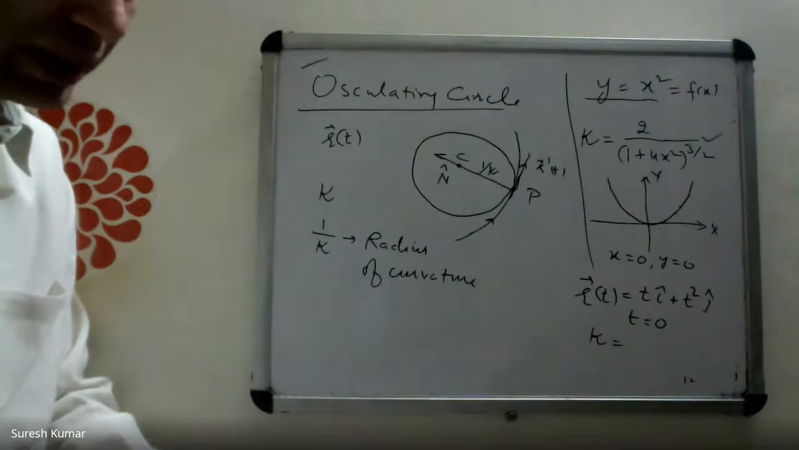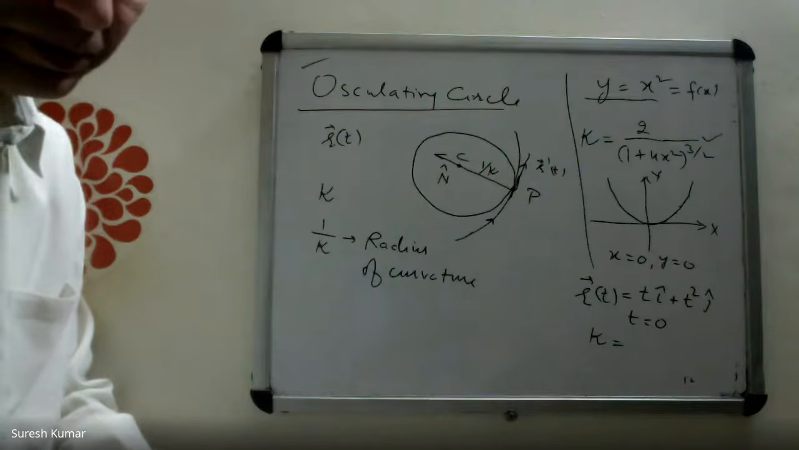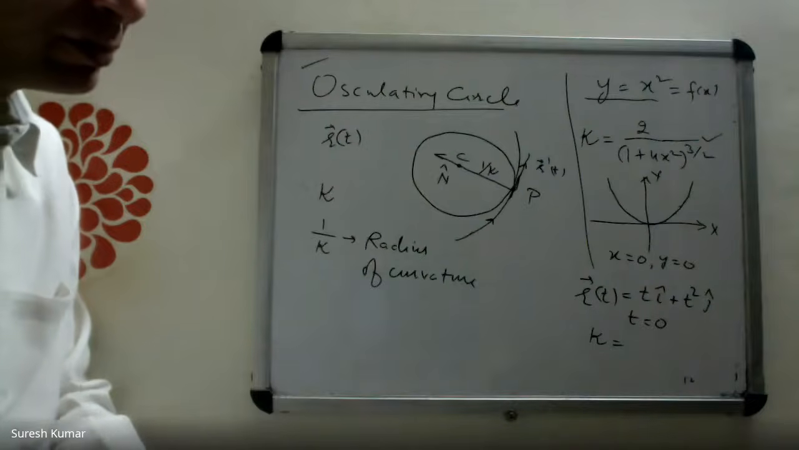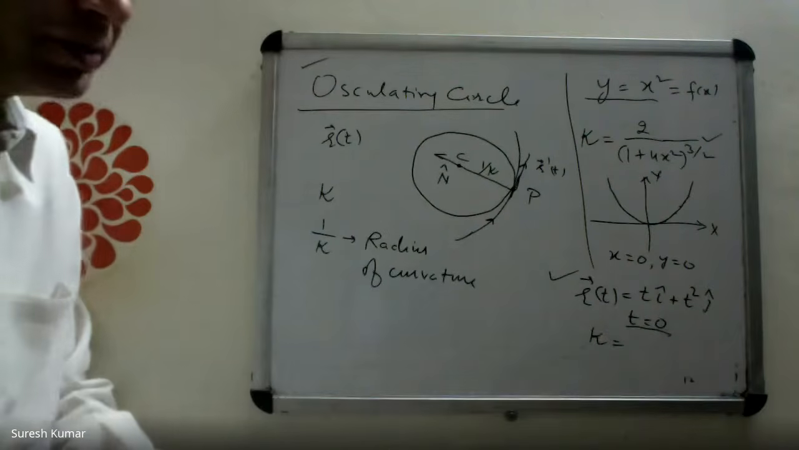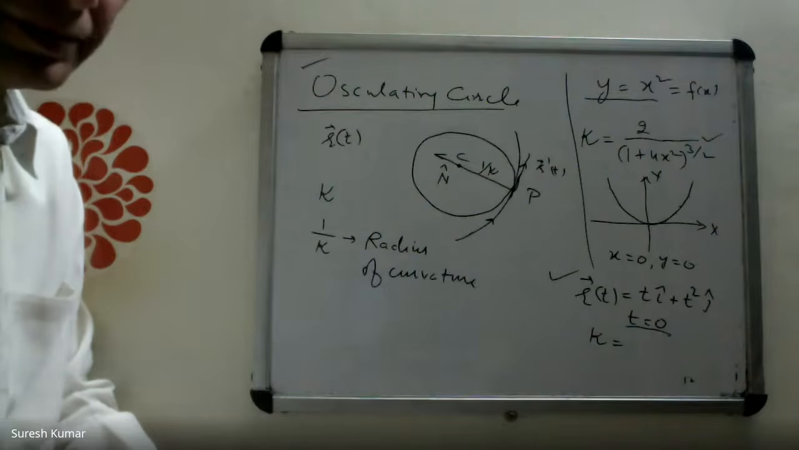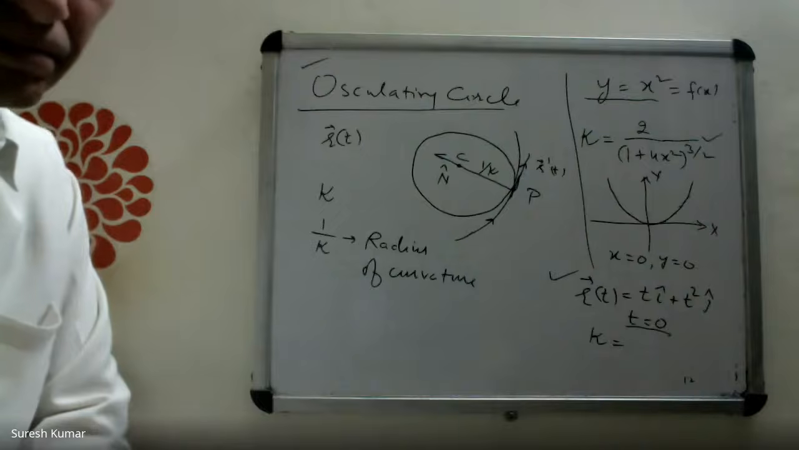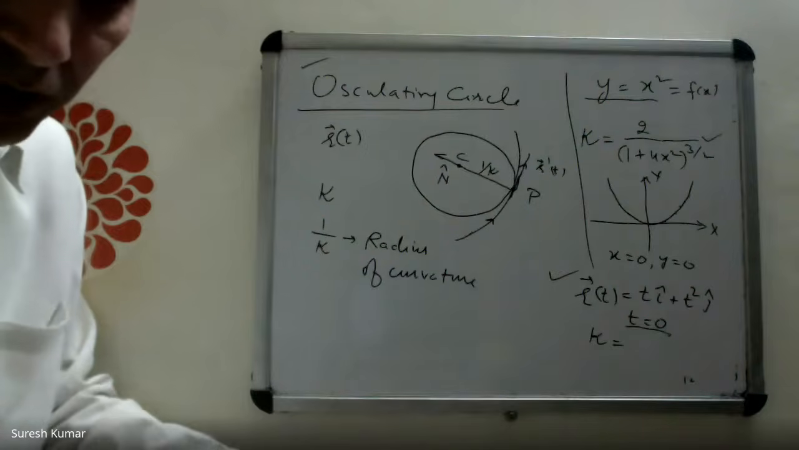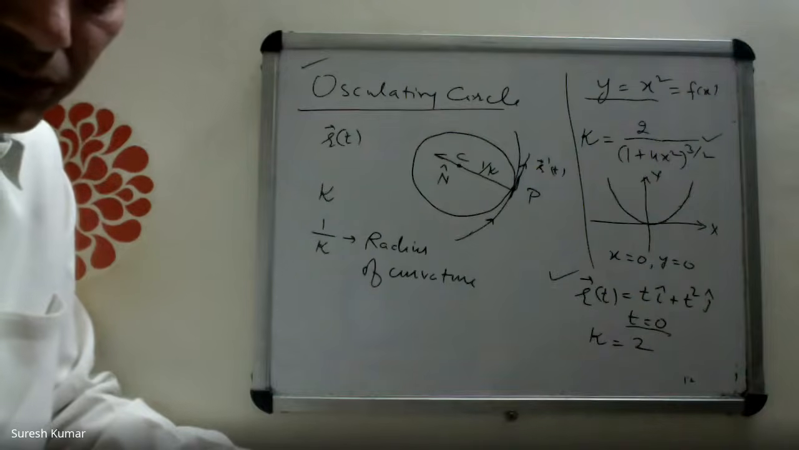Please do this calculation yourself. You know the formula for kappa when r(t) is given. For this parabola at t equal to 0, find the value of kappa. Then I will tell you how to see the osculating circle. What is kappa? 2? Yes or no?